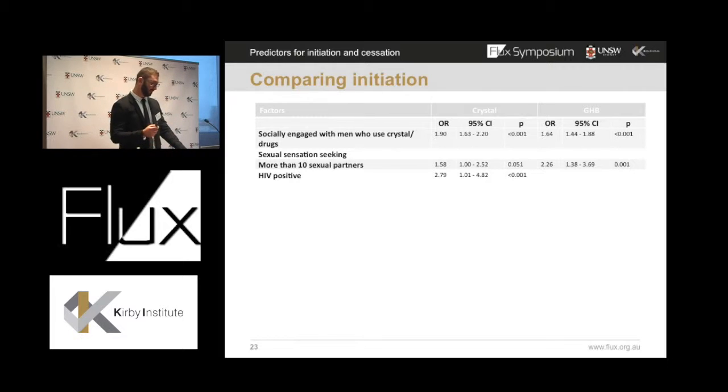Based on these results, and based on those that I presented earlier, it appears that the high-risk behaviours are present before initiating use, and they continue alongside the use of these drugs. But what is also very clear is that social engagement is a key driver for the initiation of these drugs. Remembering back to Brendan's talk earlier, how crystal and GHB appear to be linked to each other, these data tend to reinforce that finding. Both drugs appear to be important within intensive sex partying networks.